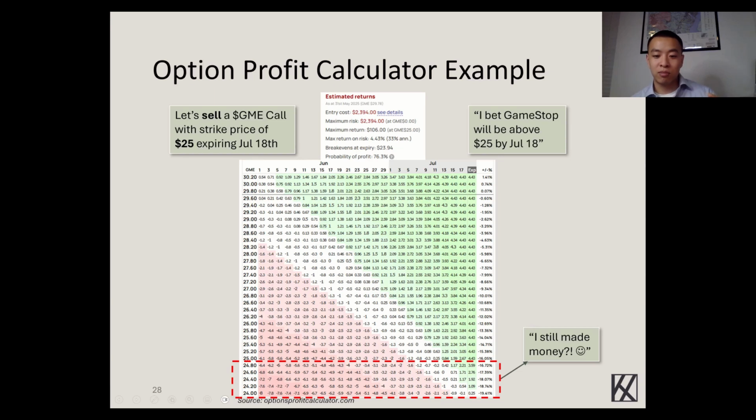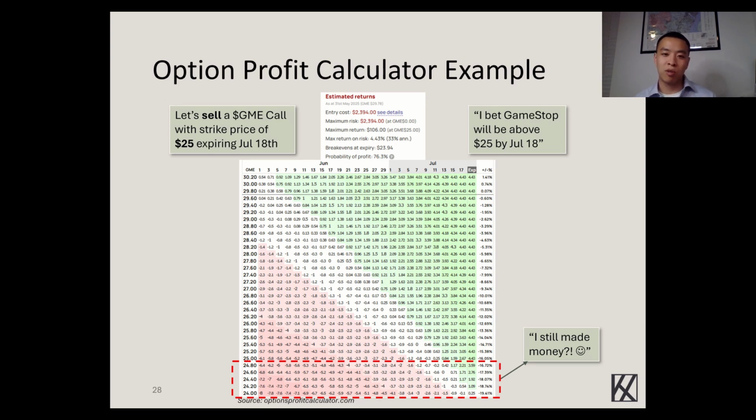At expiration, boom, you can see I still made money. Even if it goes below $25, I'm still making money at expiration, just because of theta decay. The value of the option goes down regardless of whether you're right, because time goes down. That means you still make money even though you're wrong on direction, which is a very powerful thing. You don't make as much money as you do buying options, but hey, you still make money and you don't lose. So this is what it looks like.